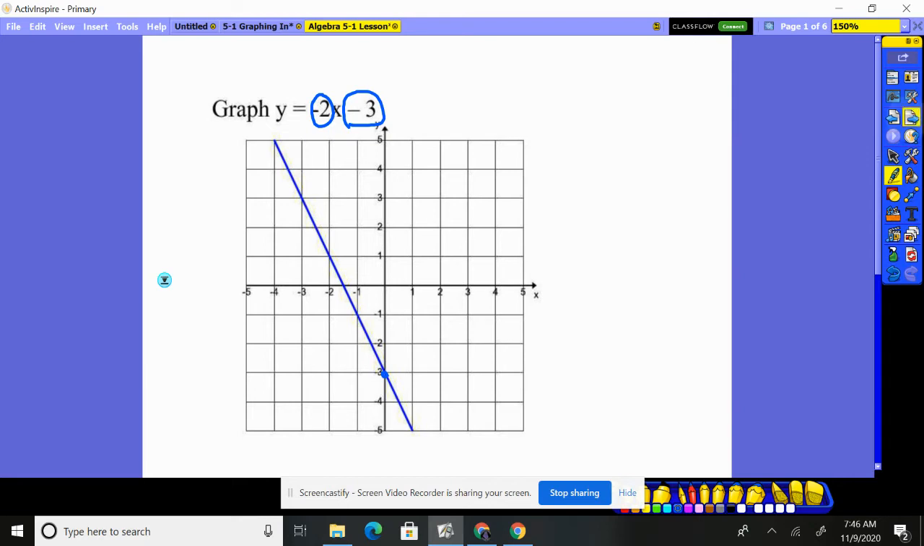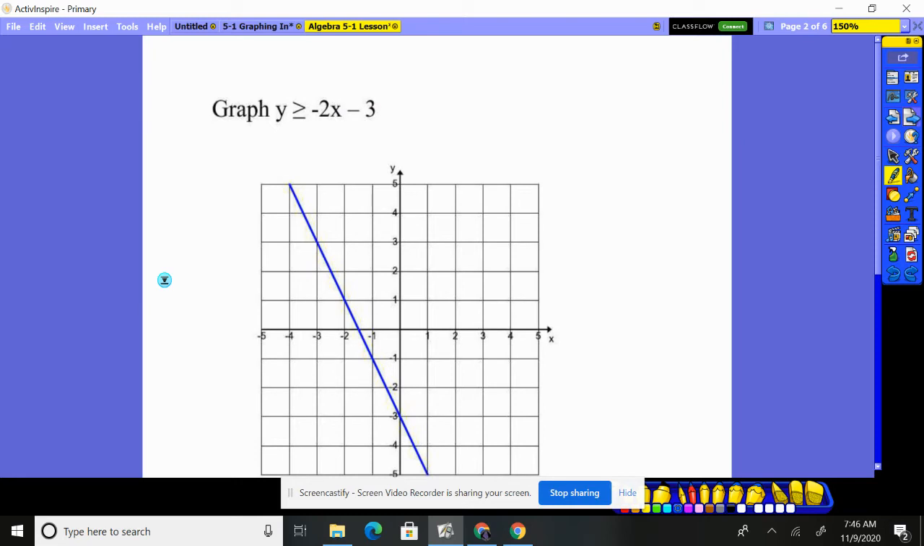Well, now we're going to change it. We now want to graph y is greater than or equal to negative 2x minus 3. So we're graphing an inequality. To graph it, what happens is this line, the line y equals negative 2x minus 3, is sort of a border. And all the points either on this side or on this side are solutions that will make it true. You've got to figure out which side you're on.